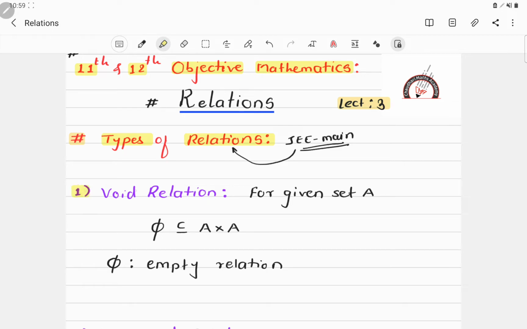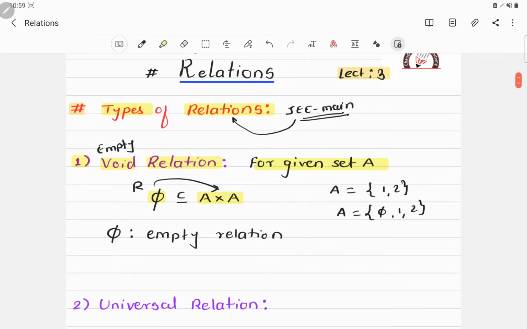Okay, so the first type is void relation. So friends, what is the meaning of void? Void means empty, right? And every one of you knows that if a set A is given, let's say the set A has the elements 1, 2, then phi is an integral part of the set. Phi always belongs to that set. Therefore phi is always a relation over A cross A. So we can say phi is always a relation of A cross A, right?